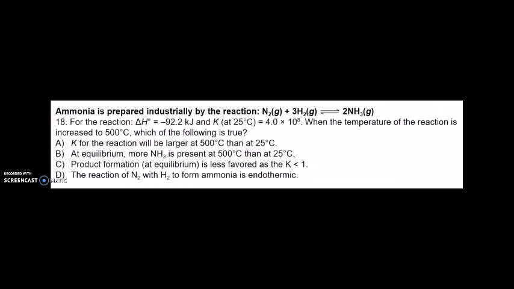So for number 18, ammonia is prepared industrially by this reaction called the Haber process, where you take nitrogen gas plus 3 hydrogen gas to make 2 ammonia gas molecules. So for this reaction, the delta H is negative 92.2 kilojoules at a K of 4.0 to the power of 8. Notice that's at 25 degrees Celsius. When the temperature of this reaction is increased to 500 degrees Celsius, which of the following is going to be true? So think about number 17. I'm sure you'll figure out number 18. Pause the video, check your response in just a minute.